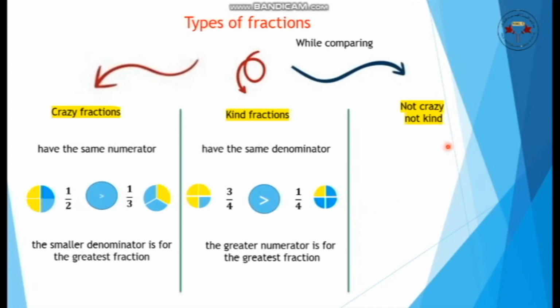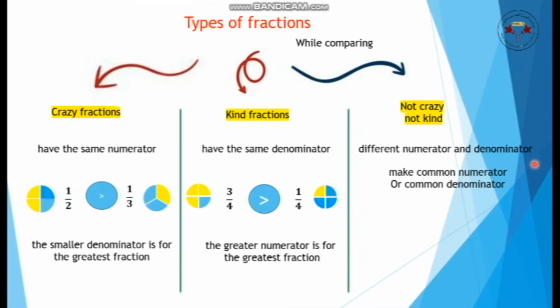And the third and last type is the not crazy, not kind type. This type has different numerators and denominators. What will I do? You have to make a common numerator or a common denominator. So in this type, you have fractions like 1 over 3 and 3 over 5. I see that they are different in numerators, so they are not crazy, and they are different in denominators, so they are not kind. So you have to make a common numerator to be a crazy fraction, or make a common denominator to be a kind fraction.